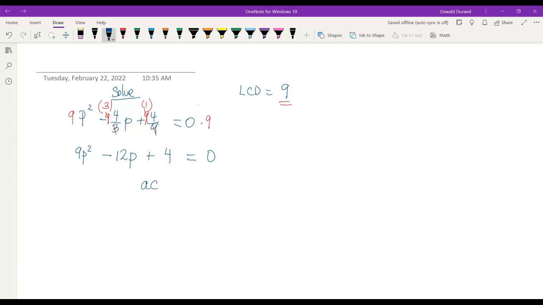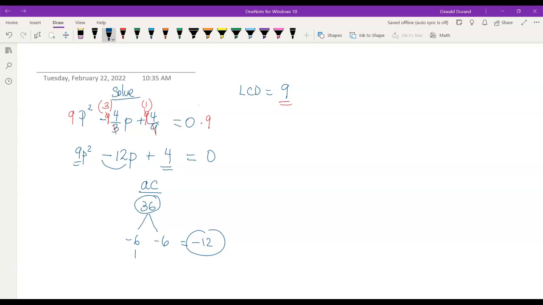So the AC method means that this is A, this is C. You multiply them, you get positive 36. So I need to break this down into two factors whose product is 36 and whose sum is negative 12. Well, clearly, it has to be negative 6 and negative 6. Negative 6 times negative 6 is positive 36, and negative 6 plus negative 6 is equal to negative 12. Okay, so it satisfies both situations.